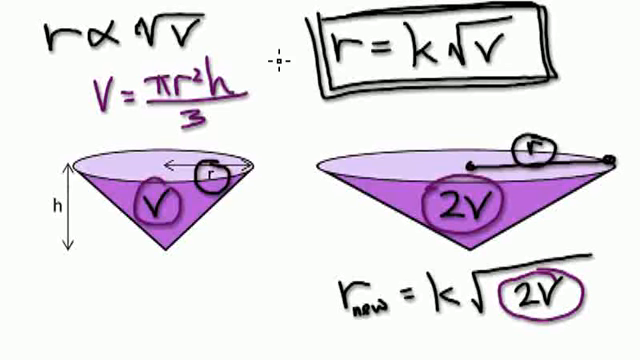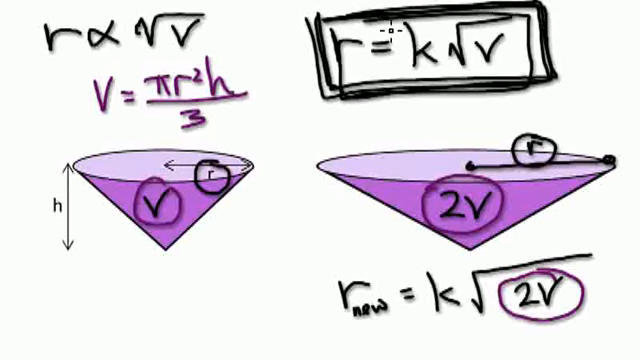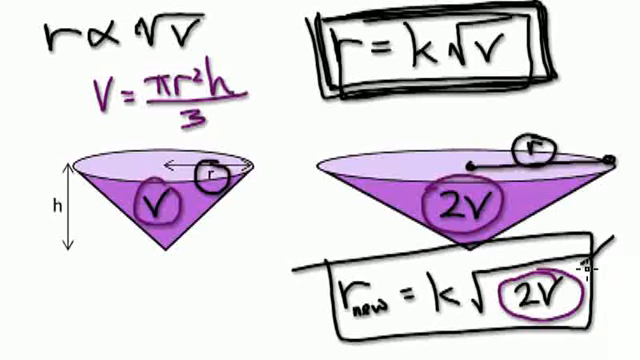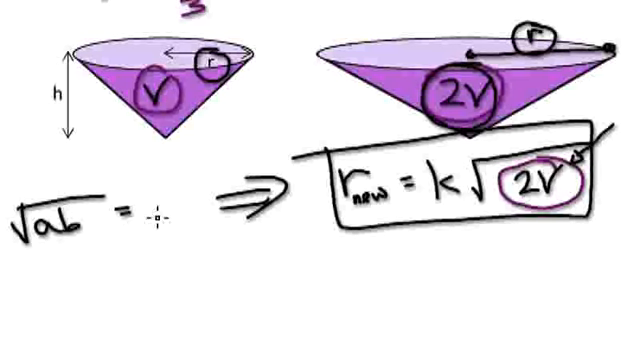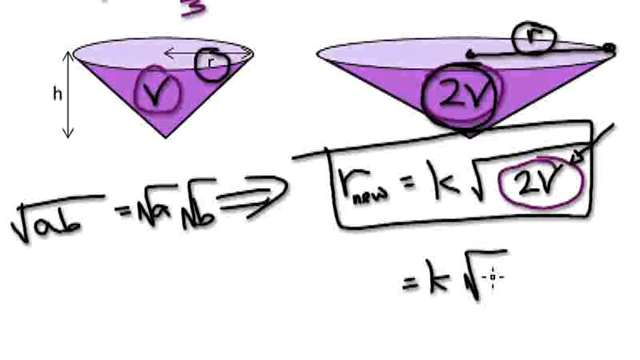So the radius of the old volume is given by this. The radius of the new one is given by this here. Notice that we've got 2v in here because it's twice the volume. Now let's break this up by using root ab equals root a times root b. So let's use that on the 2v. This becomes k root 2 times root v.